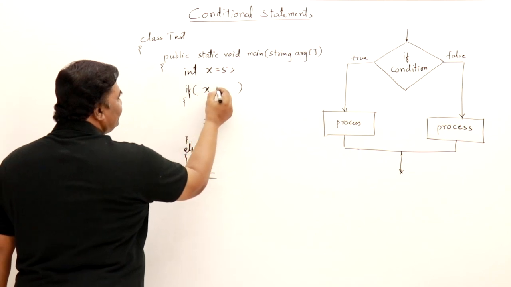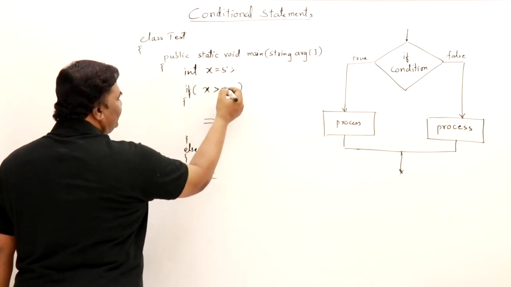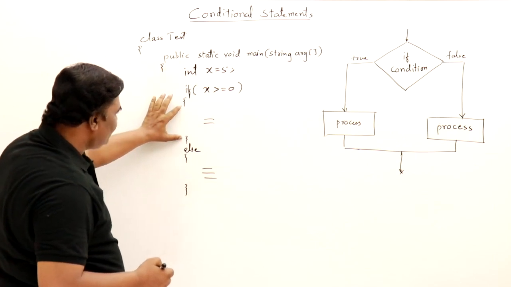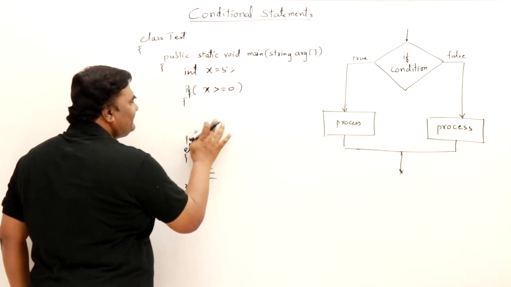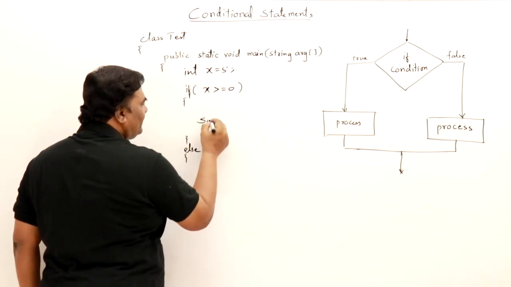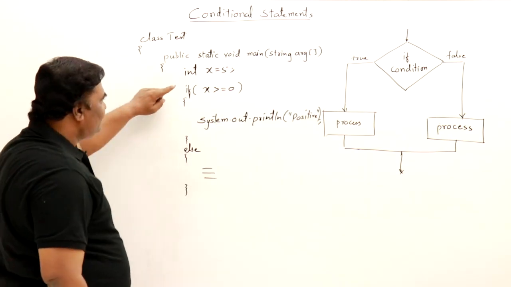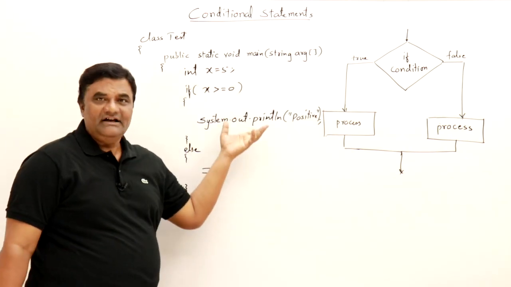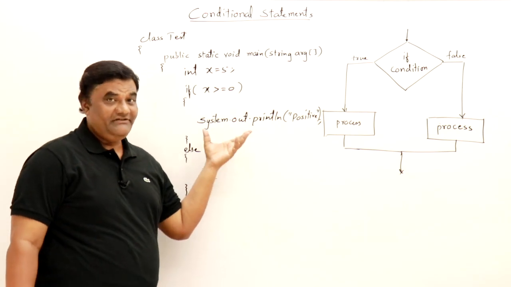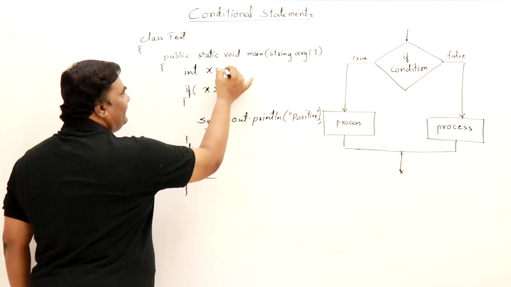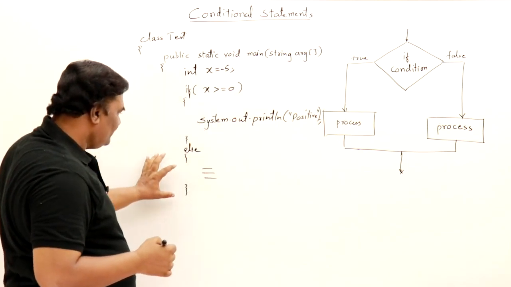If x is greater than or equal to 0, then the number is positive. If it is true, it will enter into this block. So here let us just print a message that System.out.println, it is positive. So here in the example, I have x value as 5. So definitely it will enter into this if block. If I make that as -5, then it will not go into this block, it will go into this block.